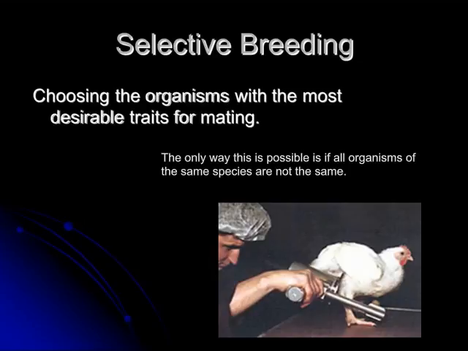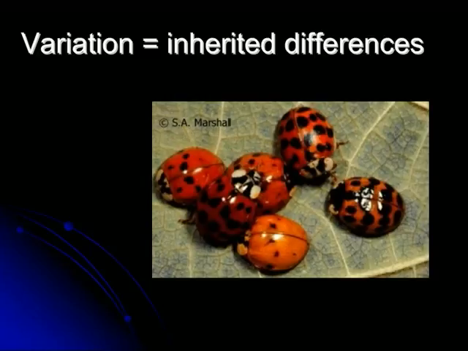Now, if we're going to choose organisms that have the best traits, that kind of implies that all organisms are not the same. And of course, we're talking about all organisms not the same within a population or within a species. There are inheritable differences between organisms and individuals, and we call these inheritable differences variations. If you're thinking, wait a minute, selection, variation, did we talk about this in evolution?